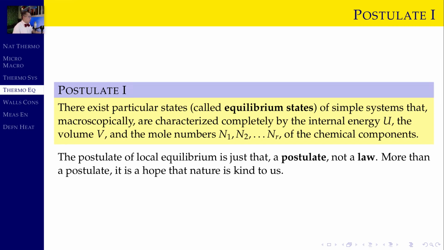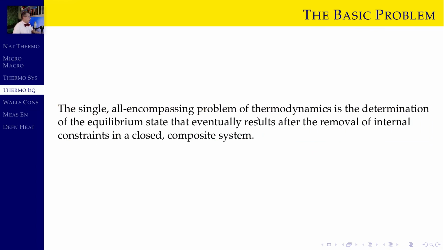The first postulate basically just outlines what we have just said. First of all, there are equilibrium states, number 1. And number 2, we are studying the internal energy and the different variables that we have seen: U, internal energy U, the volume, and the mole numbers. The all-encompassing problem of thermodynamics is the determination of the equilibrium state that eventually results after the removal of internal constraints in a closed composite system. Again, what we are saying is we are studying equilibrium states.